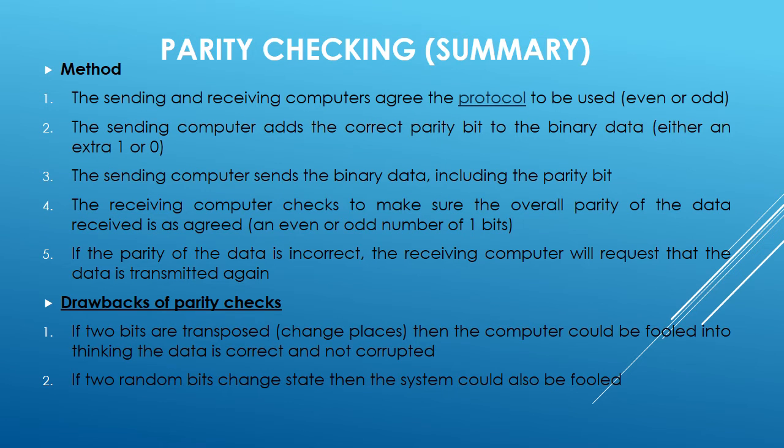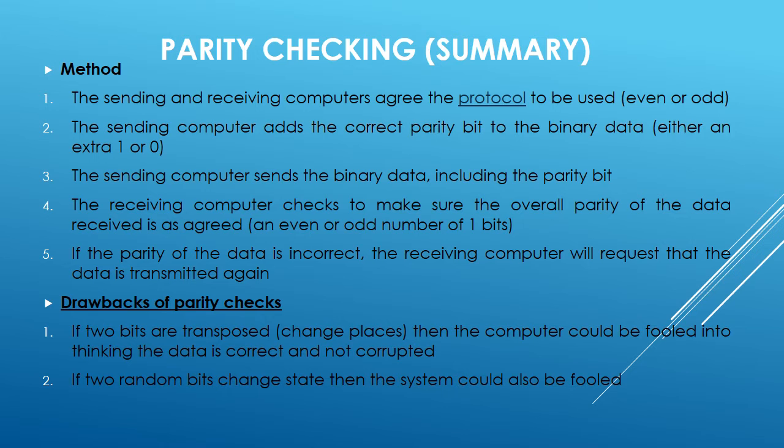Let's summarize the parity checking method. The sending and receiving computers agree the protocol to be used, even or odd. The sending computer adds the correct parity bit to the binary data, either an extra 1 or 0. The sending computer sends the binary data including the parity bit. The receiving computer checks to make sure the overall parity of the data received is as agreed, an even or odd number of 1 bits. If the parity of data is incorrect, the receiving computer will request that the data is transmitted again.